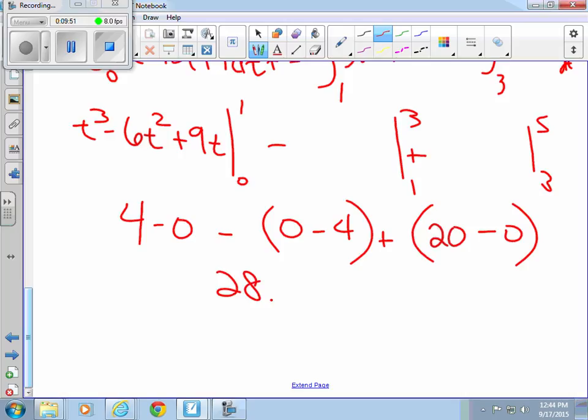So the 4 minus negative 4 is actually plus 4, so 28. Now, perfectly good answer, 28 feet, meters, miles. This problem didn't give us units. Otherwise, you definitely wanted units. Not if there's not a unit.